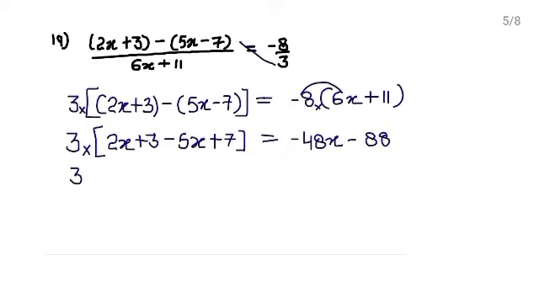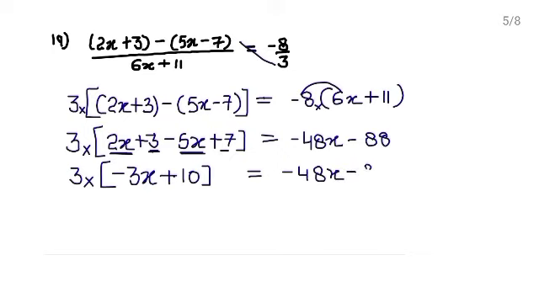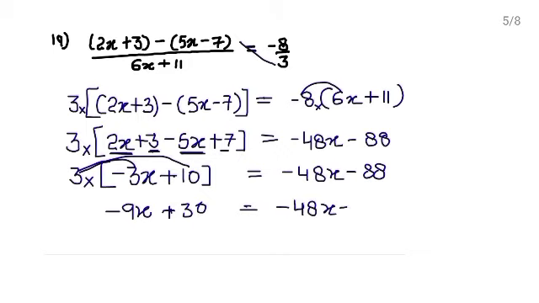Now 3 multiply 2x is of plus sign, 5x is of minus sign, right? So these are of different signs, so subtract them. Minus 3x, 3 is of plus sign, 7 is of plus sign, so it will be plus 10, right, equals to minus 48x minus 88. Now multiply this 3 by this and by this. 3 3s are 9, x of minus sign plus 3 10s are 30 equals to minus 48x minus 88.